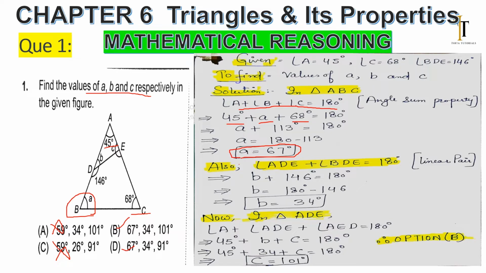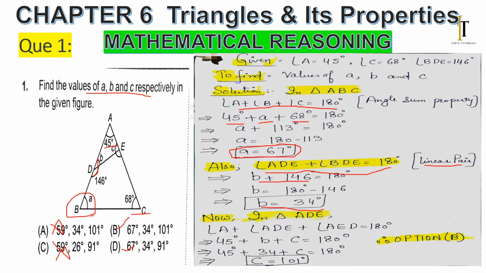Now B is present in the small triangle, that is ADE, and moreover it is forming a linear pair as well. Now ADE plus BDE is equal to 180, right? And B plus 146 is equal to 180 because the reason is linear pair. On solving we got B is equal to 34 degrees, right? Now let's check the option again. Still 34, and 34 is right. Now let's try to find C.